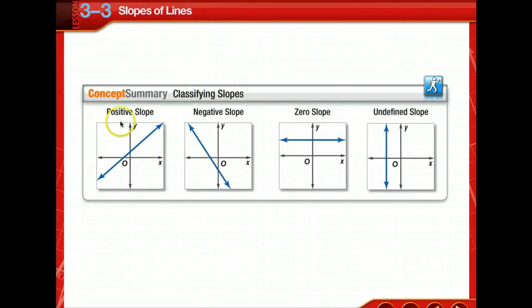So in a nutshell, classifying slopes, if you put your car on this line going left to right, it goes uphill, that's positive. Car going left to right, it goes downhill, that's a negative slope. This has a slope of 0. Any horizontal line has a slope of 0, and any vertical line has an undefined slope because you're dividing by 0, and you cannot do that. So if you want to take a moment and pause the video and put this in your notes, that would be an excellent idea.